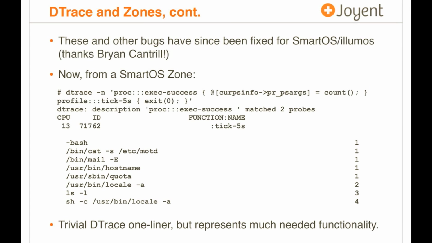There are 3 reasons why this doesn't work on prior Solaris, so things that needed to be fixed. The proc provider, the curpsinfo, and the profile tick provider all needed to be fixed. And it's a trivial DTrace one-liner. This should work. We were reminded of it because we had some customers move to the cloud because they wanted to use DTrace on their apps.